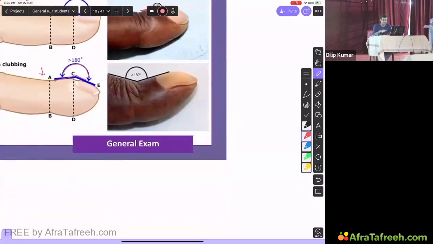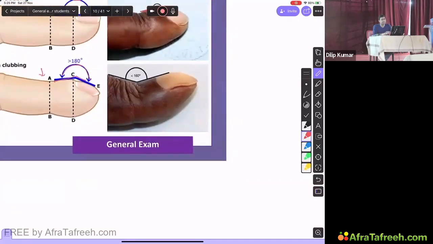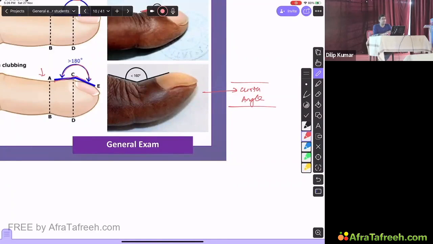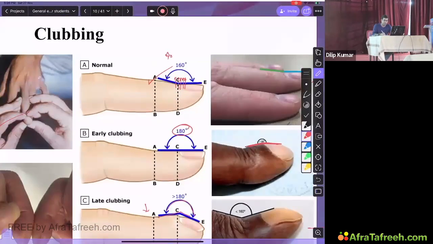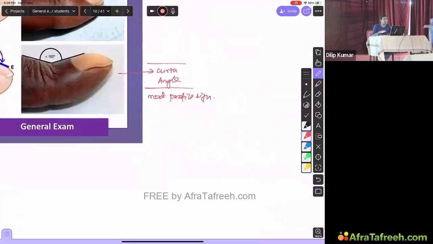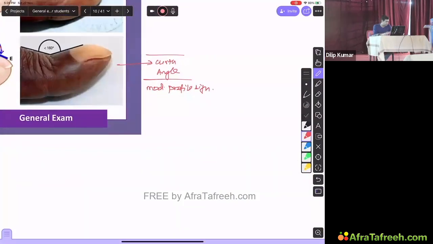But what is this one? I didn't say this thing. This is called the Kurth angle. This is what I'm talking about. What do you mean by the Kurth angle? Kurth angle is a much simplified version of the Lovibond angle, because some people don't understand the Lovibond angle properly. That's why the Kurth angle is also called the modified profile sign. And the Lovibond angle is also called the profile sign.